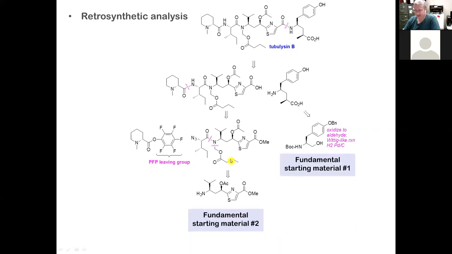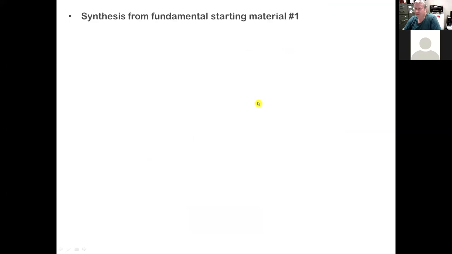All right. So basically, what they then need to do is they need to make fundamental starting material number one, and they need to make fundamental starting material number two. Once you start with these, you can push them to the end, and then they snap these together, and you make tubulysin B. All right. So a little bit of a synthesis paper, but it's not that bad, and it's all based on your organic one and two knowledge. So let's start with this fundamental starting material number one.